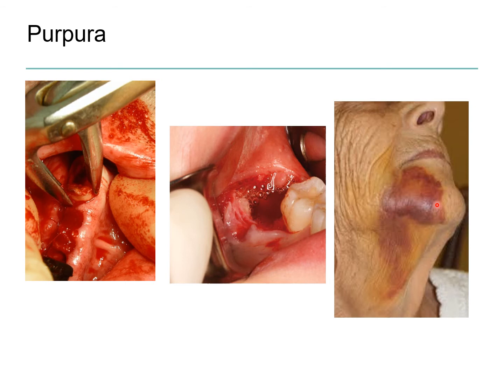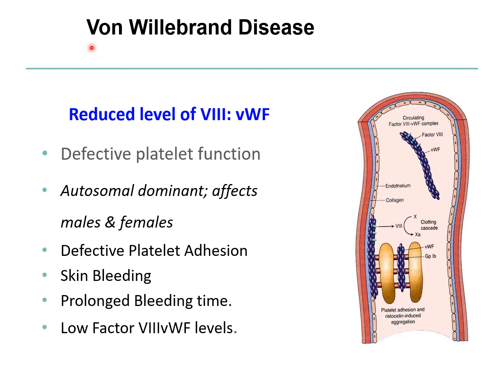You get their most recent blood counts through their GP and reassure them if there is no active bleeding, no immediate intervention is required. A well-recognized inherited disorder of platelets is von Willebrand disease, which is caused by reduced level of factor VIII von Willebrand fraction.